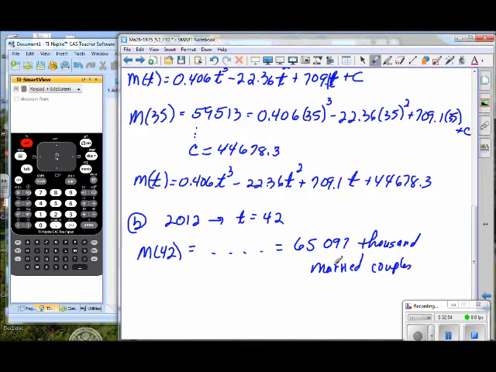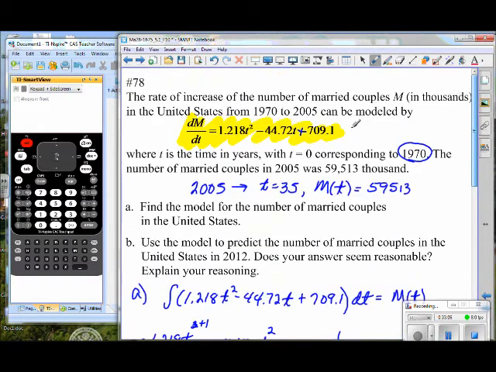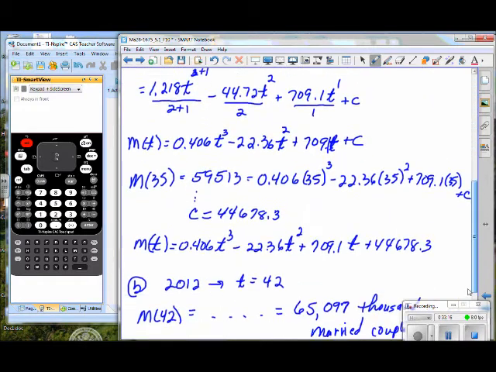Now this may be changing. There was something in the paper just this morning that said that the number of married couples was actually going down. So we may have to revise that equation, and that derivative might have been correct back in 1970 to 2005, but as of from 2005 to 2010, we may have a different model to work with.